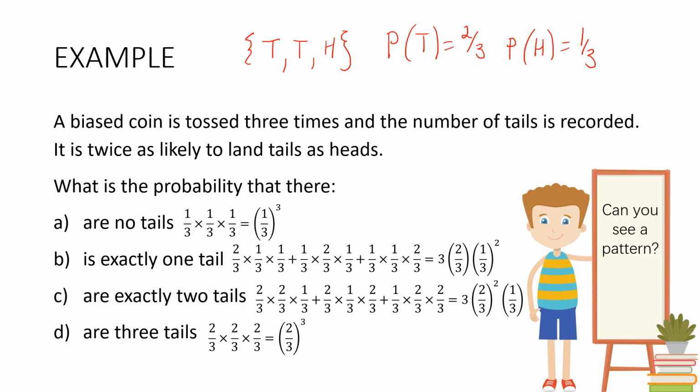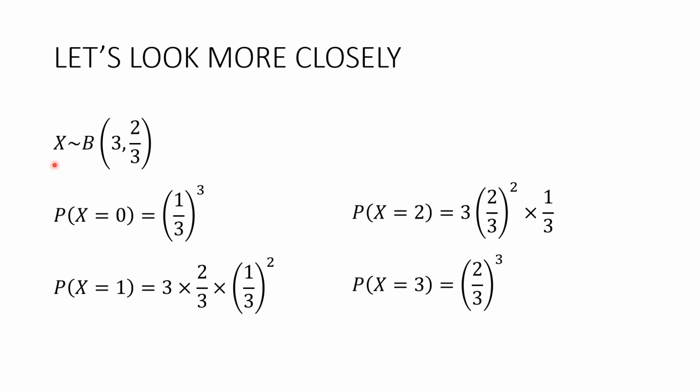Now my question is, can you see a pattern? Let's look at it more closely. We're saying that X is distributed as a binomial distribution with 3 trials. The probability of success is 2/3. The probability that we get 0 successes is 1/3 cubed. The probability we get 1 success is 3 times 2/3 times 1/3 squared. The probability we get 2 successes is 3 times 2/3 squared times 1/3. And the probability we get 3 successes is 2/3 cubed.